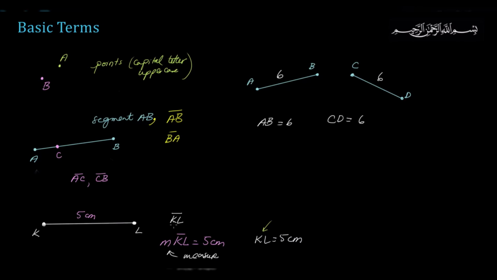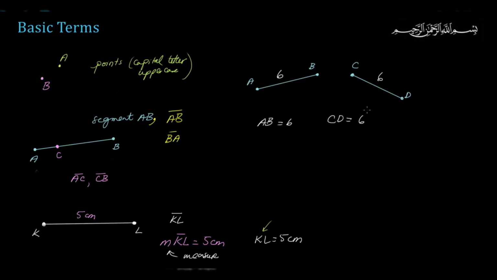Now, if you wanted to use this fancy terminology, you could say the measure of AB, like this, is 6, and the measure of CD, like this, is 6, the length of CD and length of AB. But it's more convenient just to write AB equals 6 and CD is equal to 6. Okay, so now you can see that they are of equal lengths.